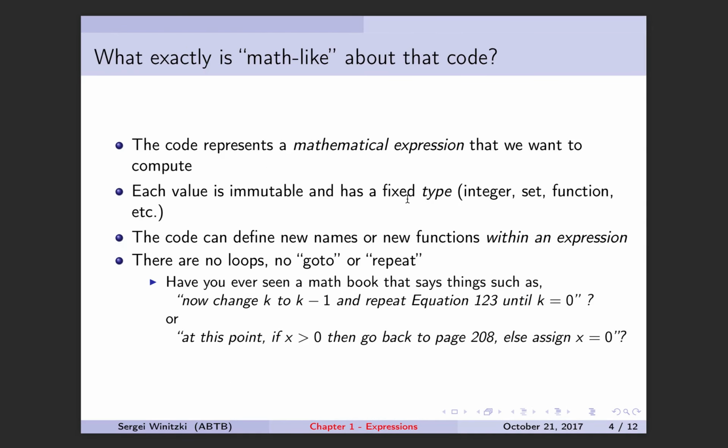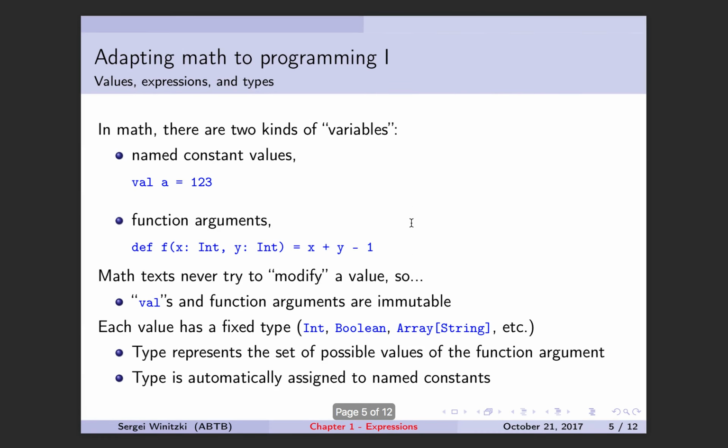For instance, each value is immutable, as I illustrate by referring to typical practices in mathematical texts. Variables in mathematics are either named constants or function arguments, and they are immutable, and they also have a fixed type.